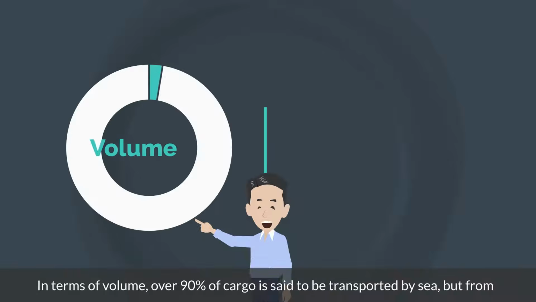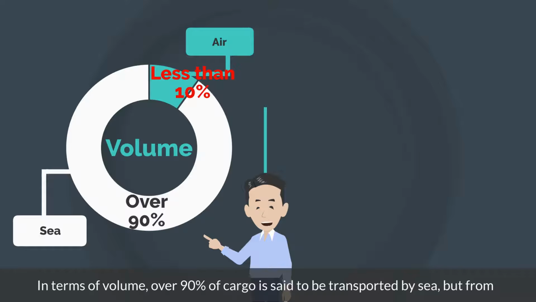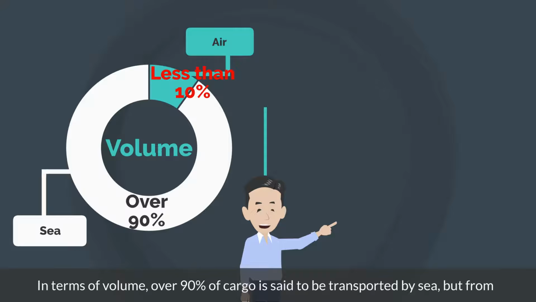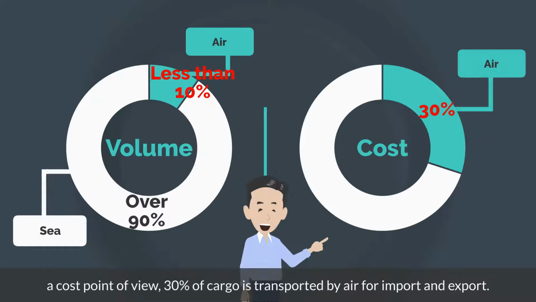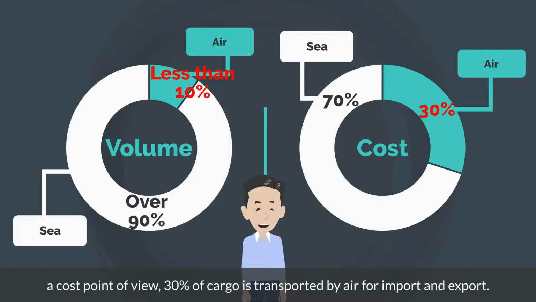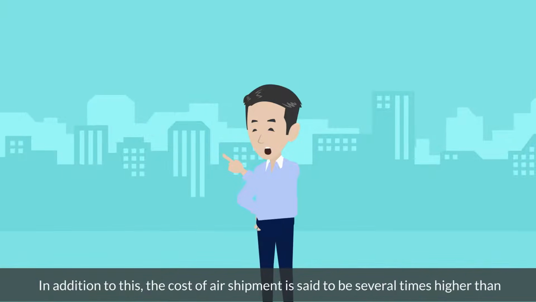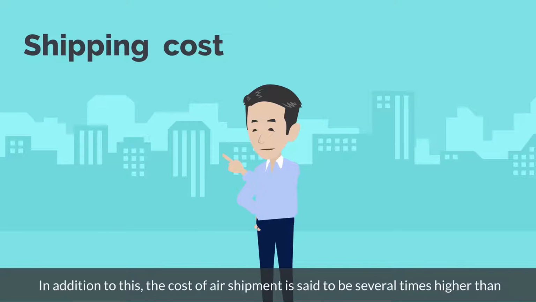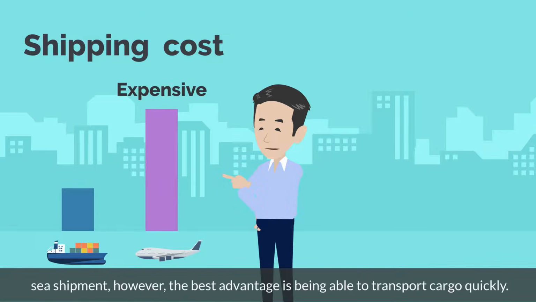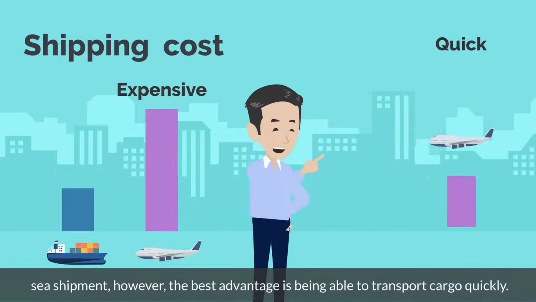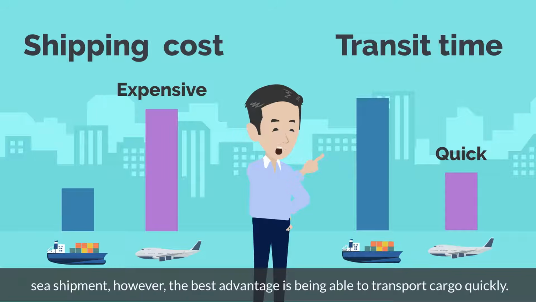In terms of volume, over 90% of cargo is said to be transported by sea, but from a cost point of view, 30% of cargo is transported by air for import and export. Air shipment provides a huge impact on the global economic activities. In addition to this, the cost of air shipment is said to be several times higher than sea shipment. However, the best advantage is being able to transport cargo quickly.